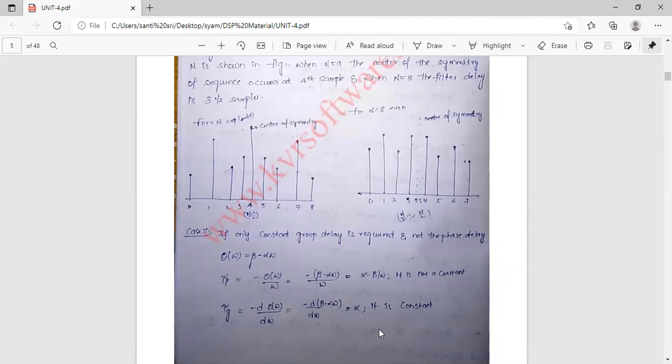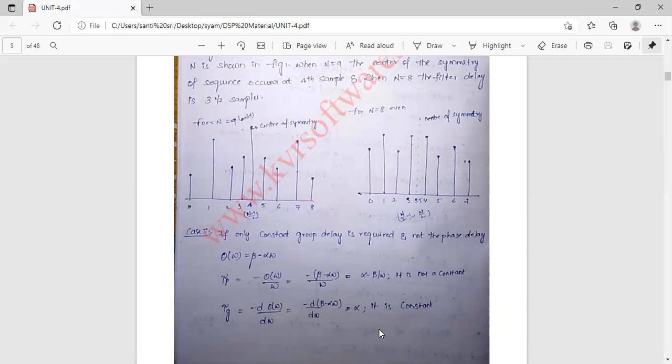If there is no phase delay, then theta of omega becomes beta minus alpha omega. So tau p, the phase delay, becomes minus theta of omega by omega. But theta of omega is beta minus alpha omega, so tau p is minus (beta minus alpha omega) by omega, which becomes alpha minus beta by omega. It is not a constant.